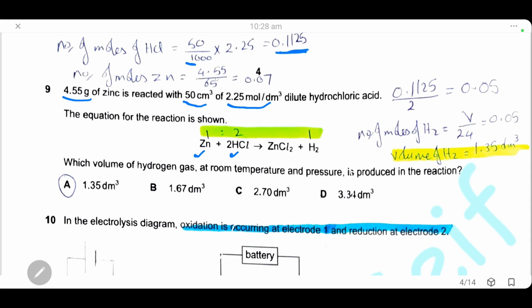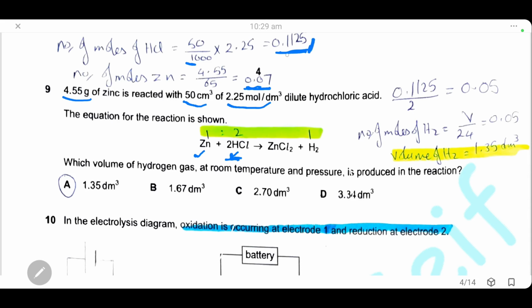Then number of moles of zinc will be the mass, which is 4.55, divided by the MR of zinc, which is 65. So number of moles is 0.07. Now we will go to the equation. The ratio of number of moles of zinc to hydrochloric acid is 1 to 2. So we should have double the number of moles for hydrochloric acid. If we calculate double the number of moles of 0.07, it will be 0.14, and here we have only 0.11.